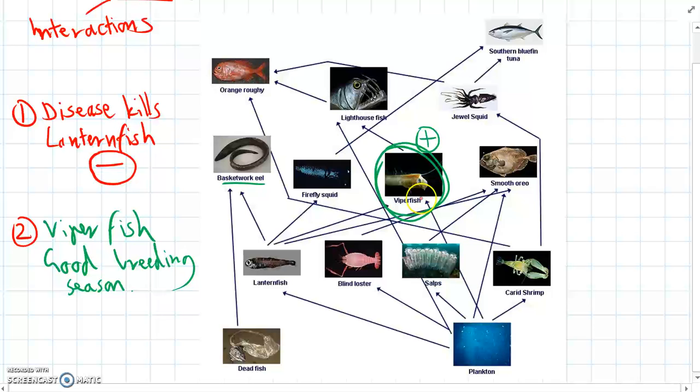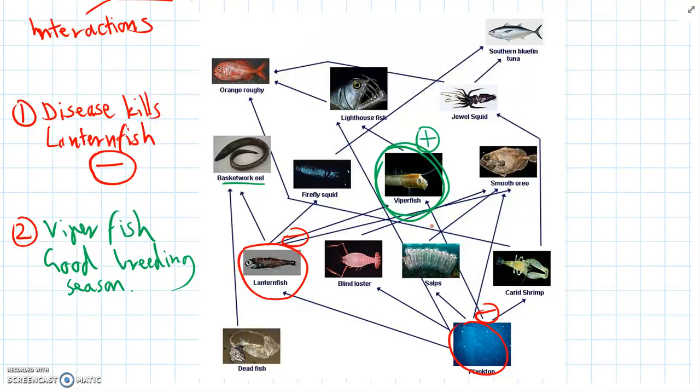So firstly, if there are lots more viperfish, the things that the viperfish eats will reduce in number. So the lanternfish will go down, and the plankton will go down, because they're the two things the viperfish eats. And then we'll look above the viperfish too. So if there are lots of viperfish now, suddenly the lighthouse fish, which eats the viperfish, will have lots more food, and its numbers will probably increase in the ecosystem.